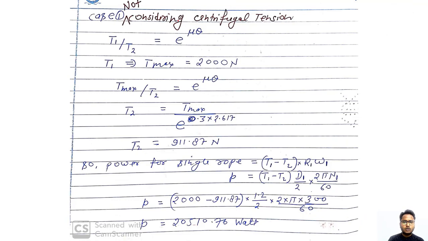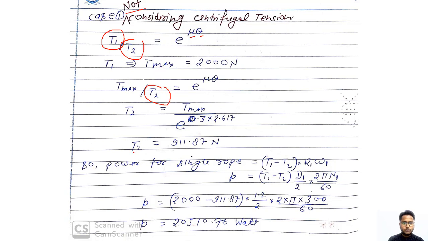So now case one is not considering centrifugal tension. So I'm not going to use the formula for the centrifugal tension, because in that formula T1 would be equal to T1 plus Tc. Here T1 by T2 equals e raised to the power mu theta. Mu is given, theta is given, and T2 is not given, but T1 is given, because the maximum pulling force T1 is T max, that is 2000 Newton. So we can find this T2 value.